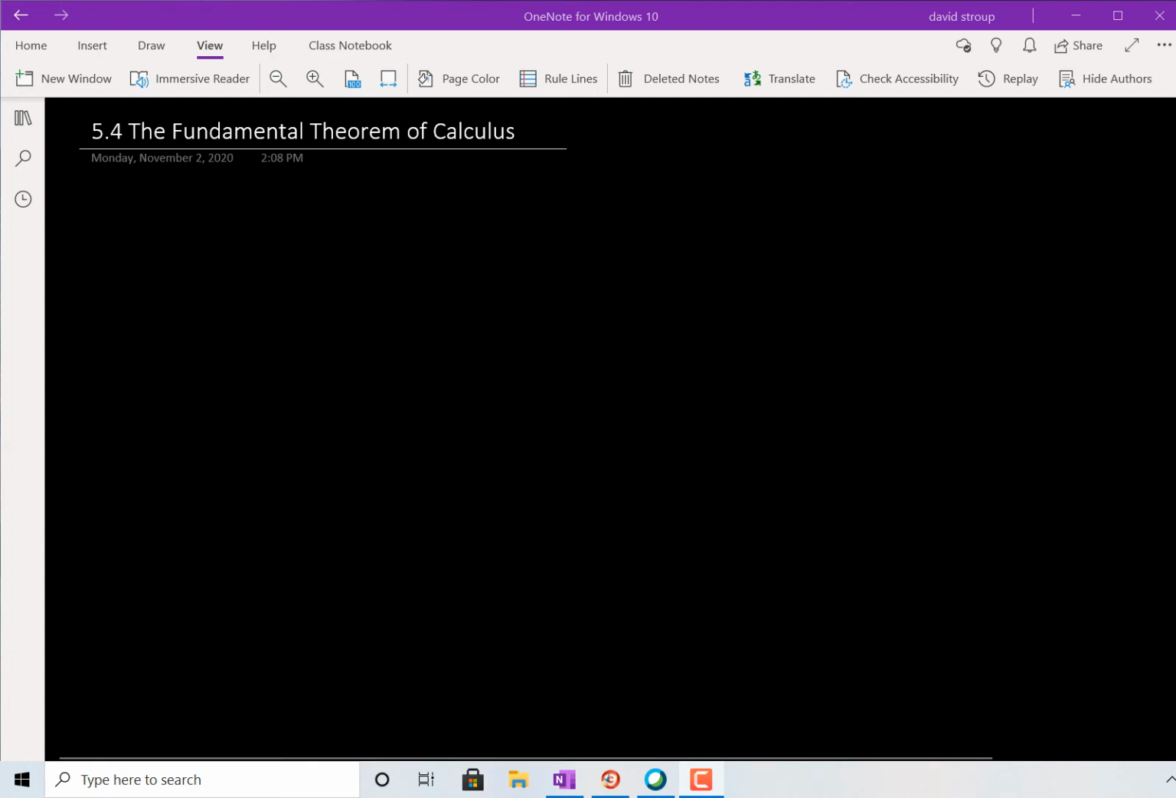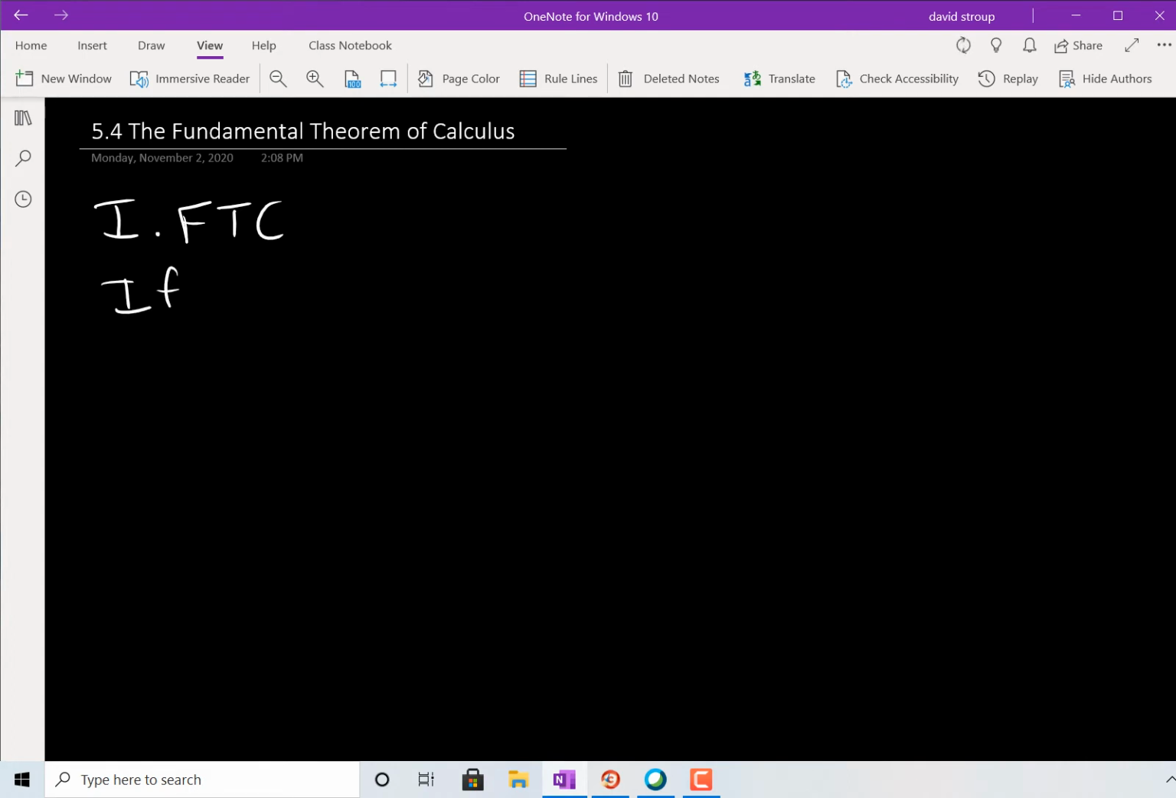Hey, welcome back. This is Calc 1. Finally on to the fundamental theorem of calculus. So what this is going to do is connect the antiderivative problem to the area problem. And it's a clever little thing how it works.